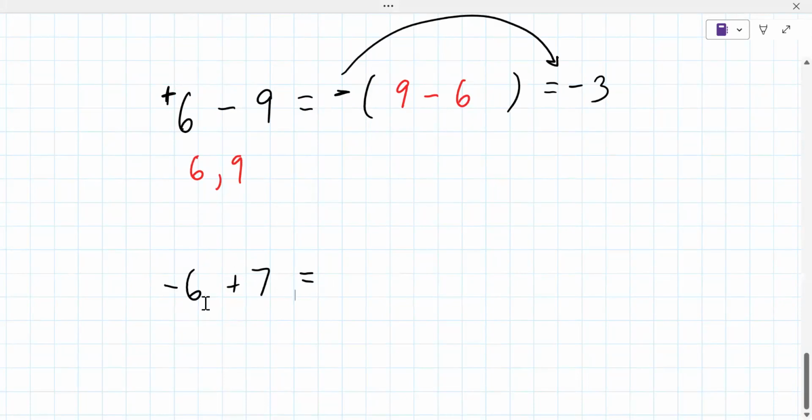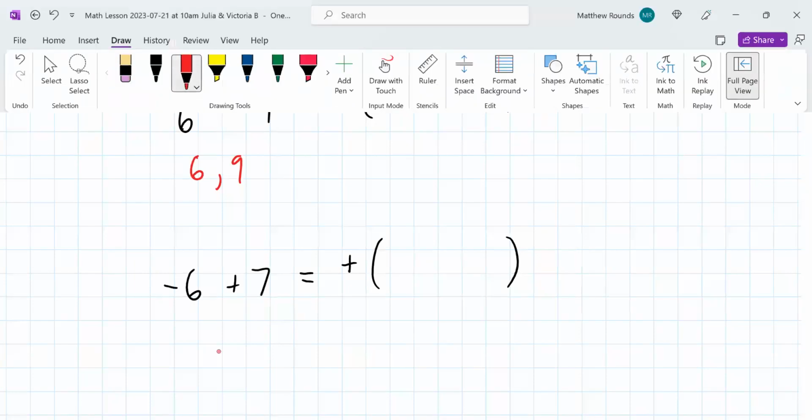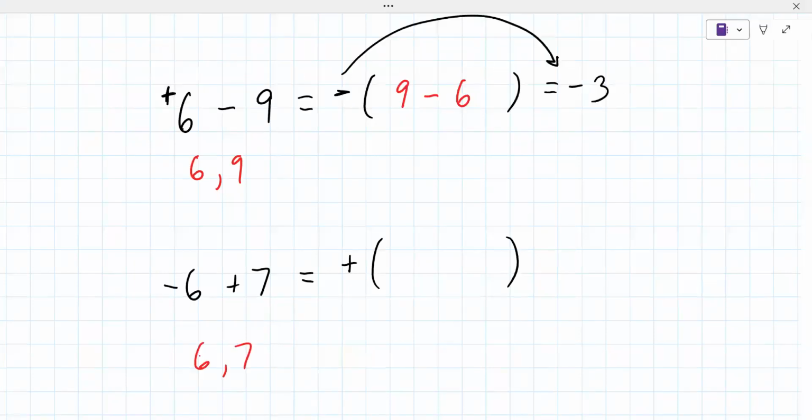Again, which is further from zero, -6, or, like you said, the plus goes with the 7. So which is further from zero? Well, it's the 7. So plus, positive. So we know the answer is positive. And then you say, okay, well, it's 6 and 7, which is larger? 7. Okay, so 7 minus 6 becomes positive 1.